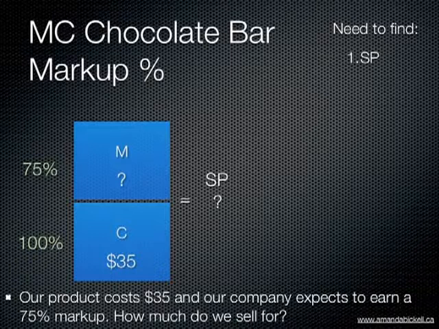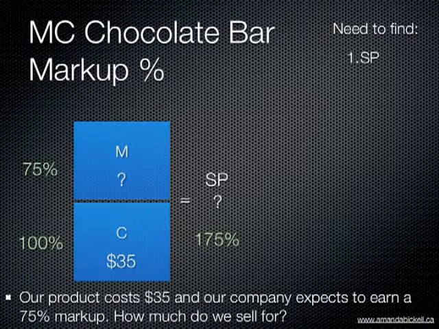So when we're dealing with markup, 100% goes to the cost. We know that selling price is a combination of markup plus cost, and we know that that relationship holds true whether it's in dollars or a percentage. So in this case, we can add the two together, and the selling price is 175% of the cost.